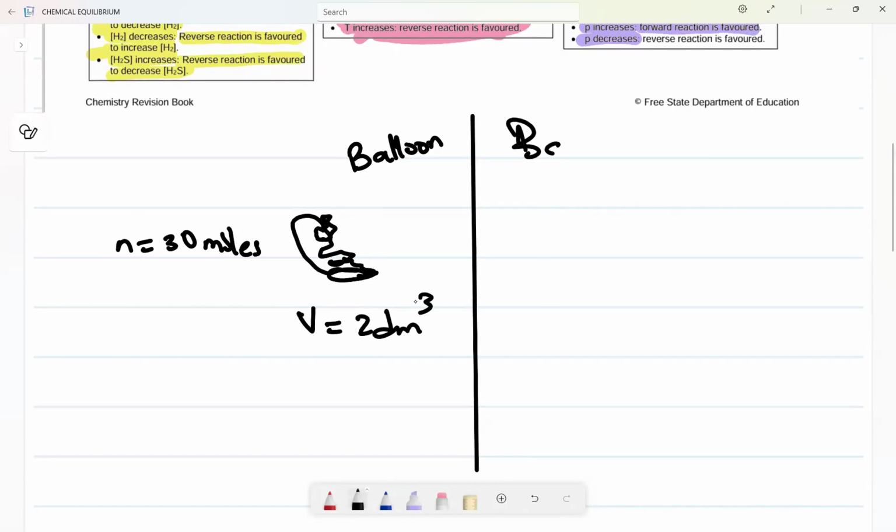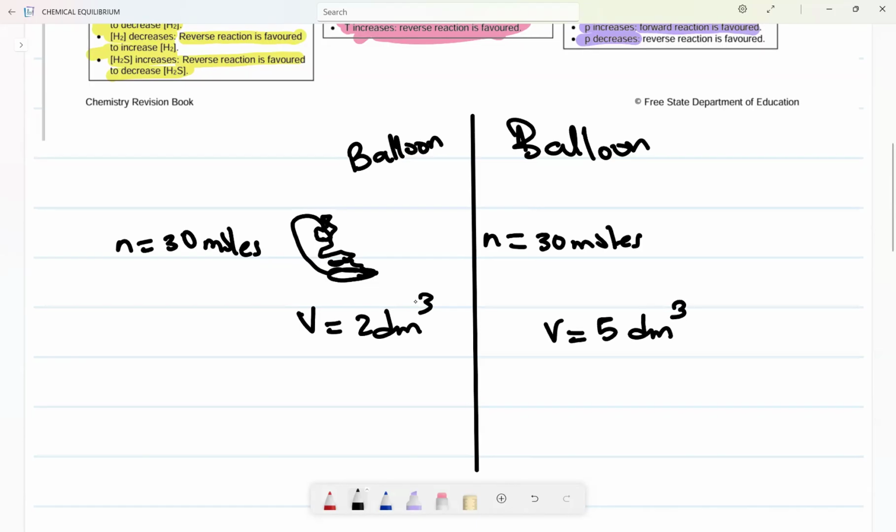When I inflate the same balloon, I'm emphasizing, we're talking about the balloon, the number of moles is still the same. Now, when you inflate the balloon, the volume will increase. You agree with me? Before, the moles were colliding, and if there is small space, they collide faster and there is frequent collision because there is small volume, small space for them, right?